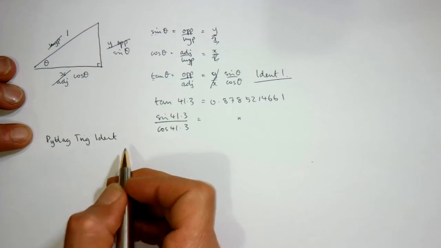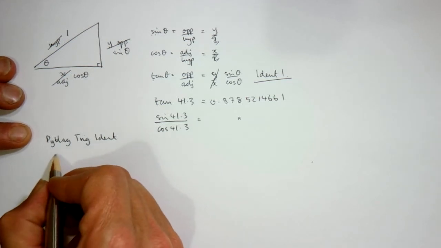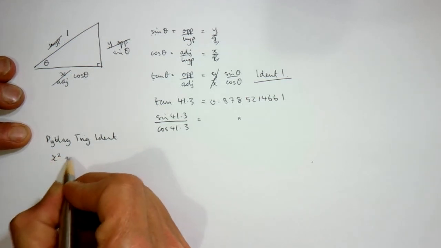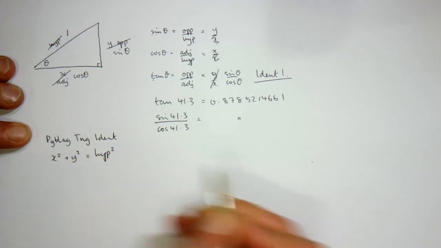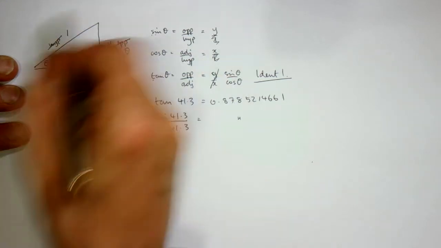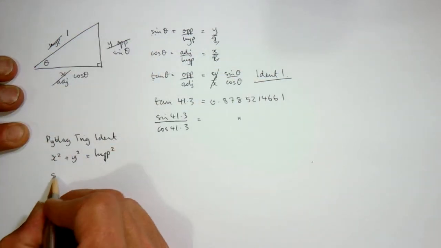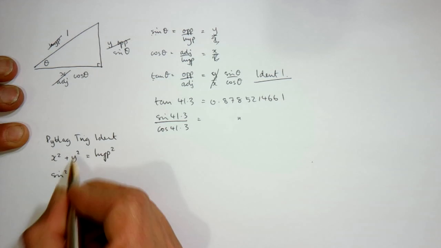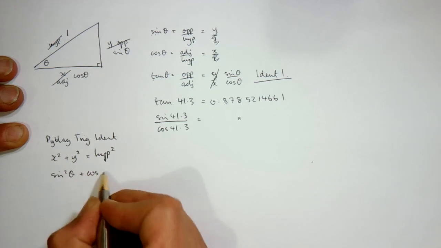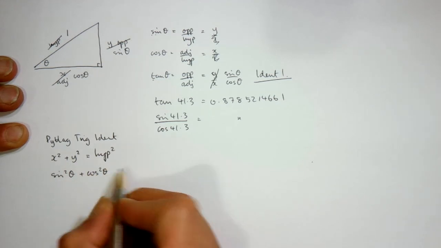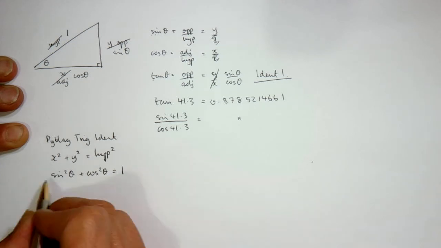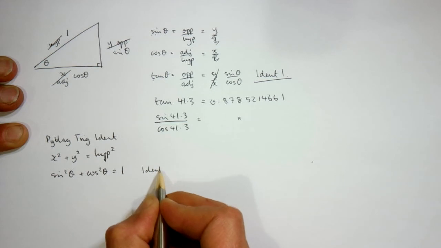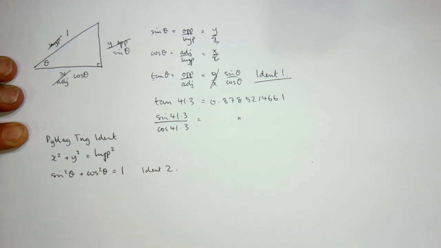I'm writing that down. And this says that we know that x squared plus y squared equals hypotenuse squared. So in our special case, if you like, we've got sine squared theta for y squared plus cos squared theta for x squared, and that's equal to 1 squared. So this is identity 2. And we can test that one out as well.